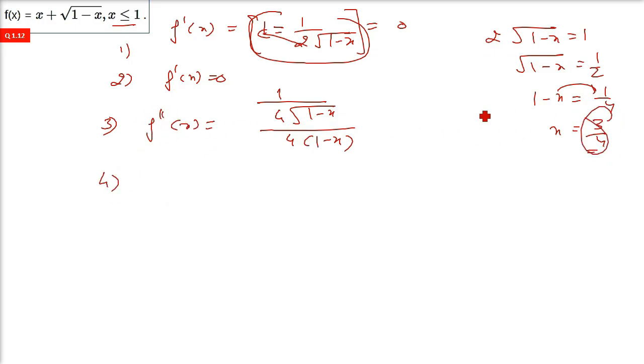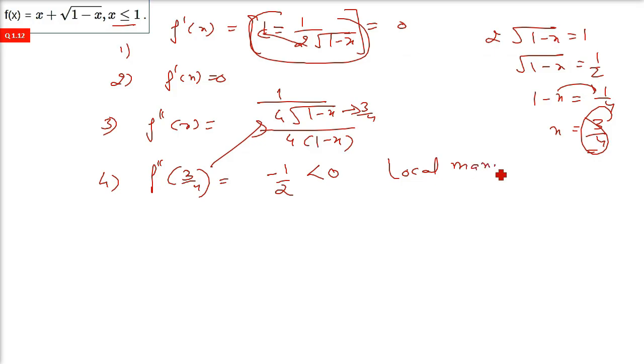This x equals to 3 by 4 has to be replaced in f double dash or f double prime 3 by 4. When you place x equals to 3 by 4, in the third step, you are going to get a negative half. Negative half is simply a negative number, and this negative number, that is less than 0, indicates that this is a local maximum point. Local maximum point.